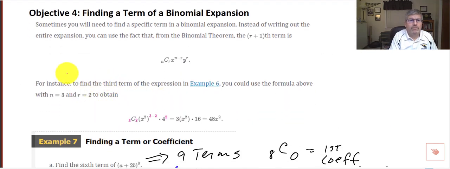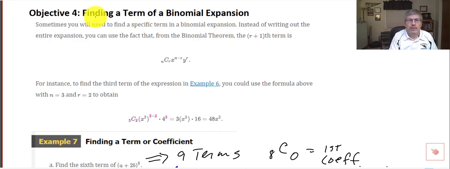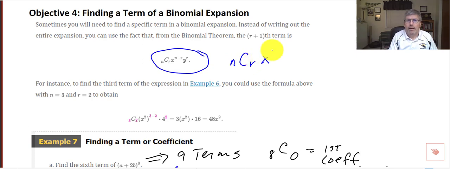Our final objective, sometimes you will need to find a specific term in a binomial, and instead of writing out the entire expansion, which sometimes might be easier, you can use the binomial theorem, or from the binomial theorem, the fact that the r plus 1th term can be represented by this formula. N choose r, or our coefficient. Our exponent on x is n minus r, and our exponent on y is r.